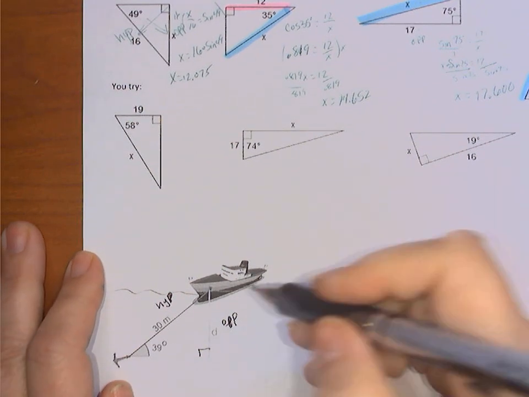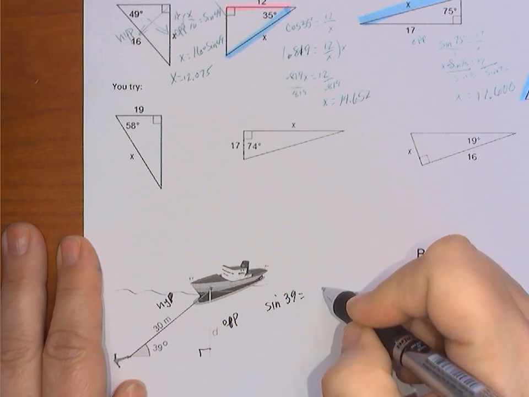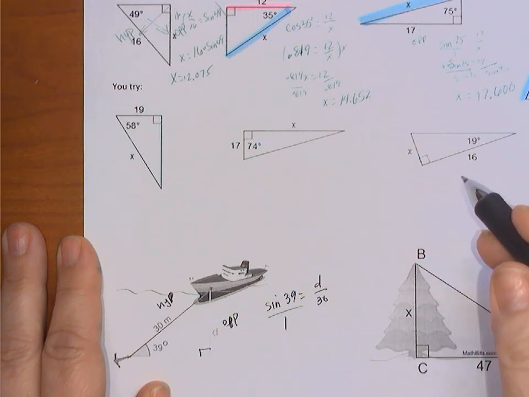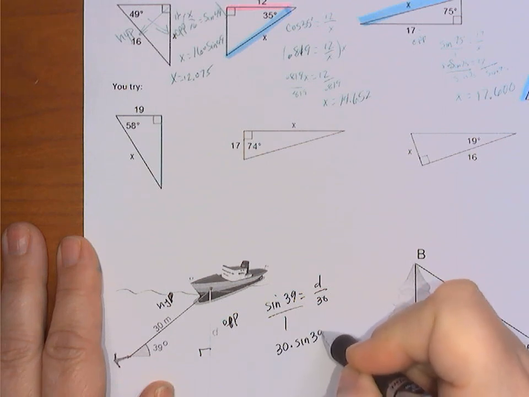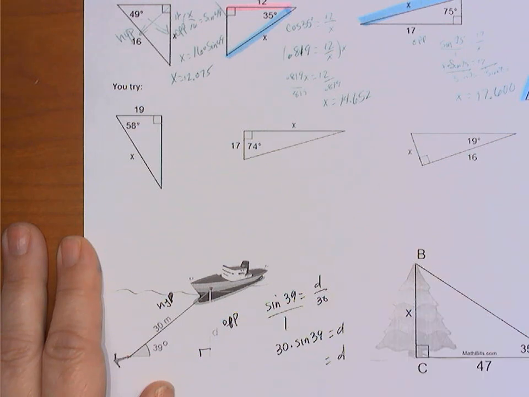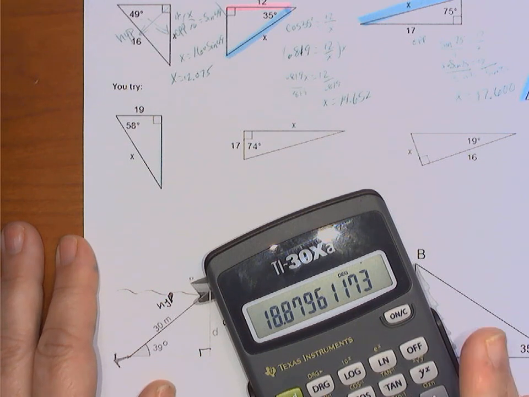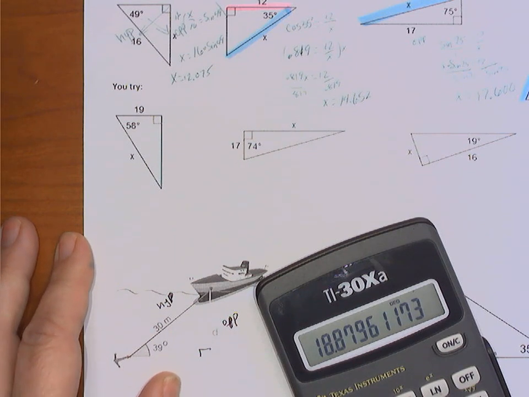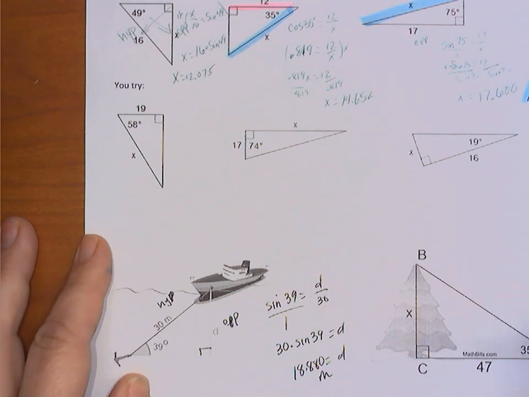So I'm going to have that the sine of 39 is equal to d over 30. Then I'm going to set up my proportion if that's the easy way for you to remember it. Really, you're just multiplying by 30. So 30 times the sine of 39 degrees is equal to d. So d equals 30 times sine of 39 degrees, which is 18.88 meters. Alright?